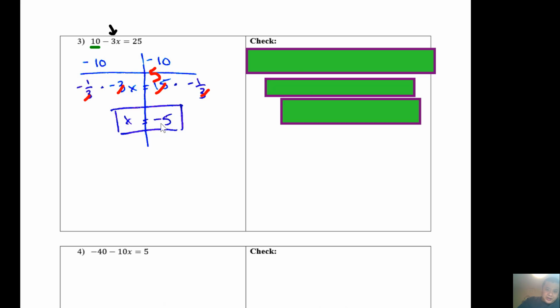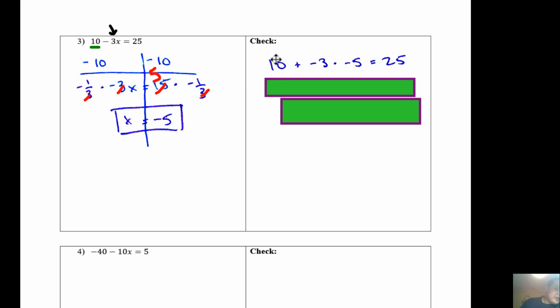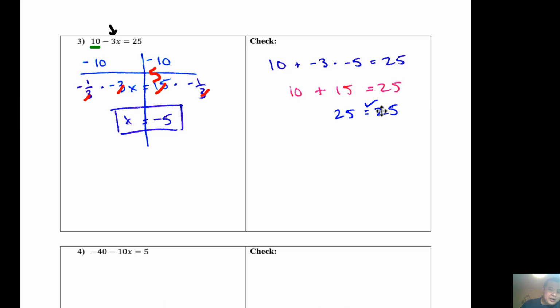To check it, we plug in negative 5 right here, and I'm going to go ahead and do the keep change. So we have 10 plus negative 3 times negative 5 should get us 25. Negative 3 times negative 5 is positive 15. 10 plus 15 is in fact 25.